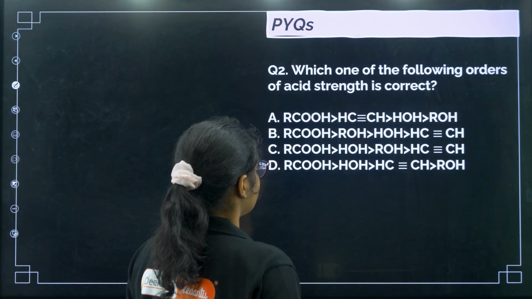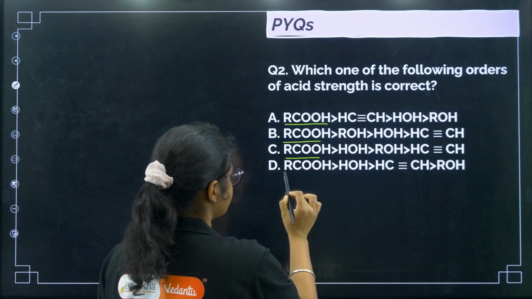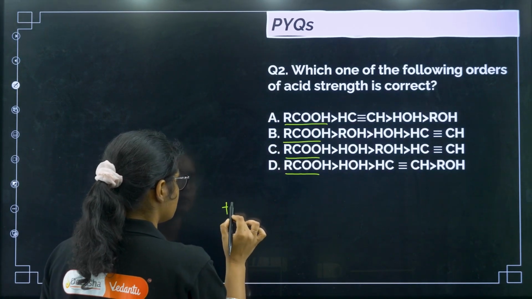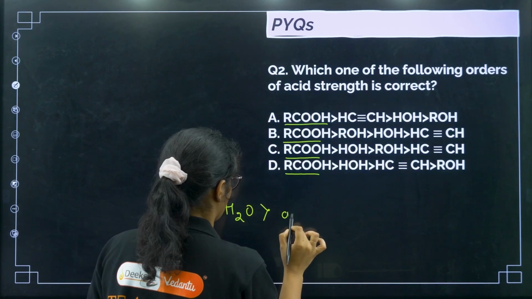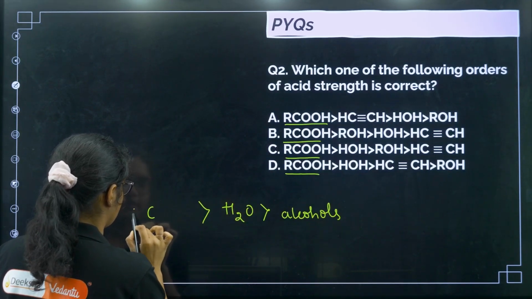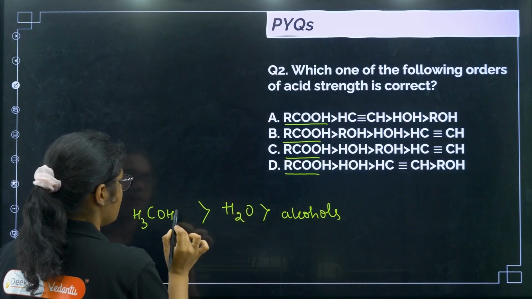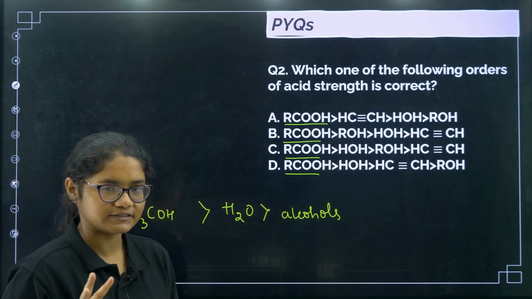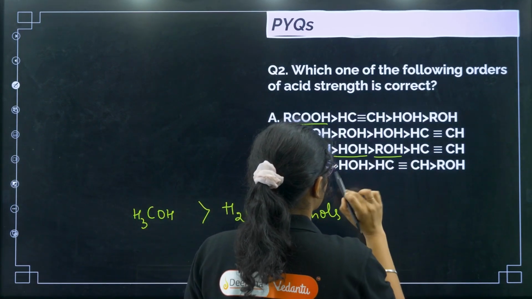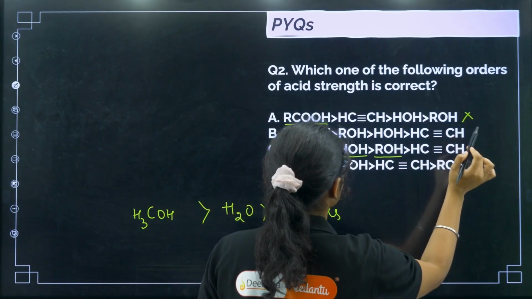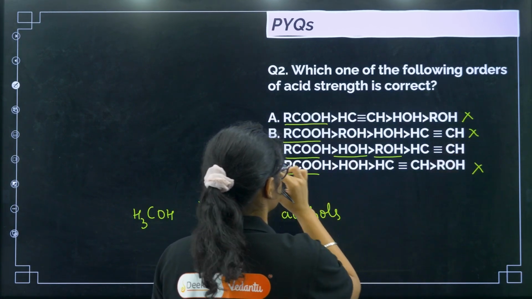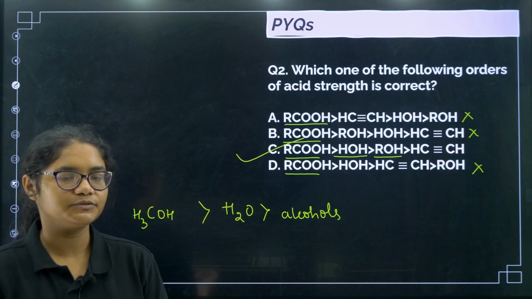Next, which one of the following orders of acidic strength is correct? First of all, RCOOH is obviously more acidic, so that is correct. Now, if you remember, water is more acidic than alcohols. There is only one alcohol which is more acidic than water, that is CH3OH, but in general alcohols are less acidic than water. So after RCOOH, water will come, and after that alcohol. So we can eliminate this option, this option, and this option also. The correct answer will be option number C.